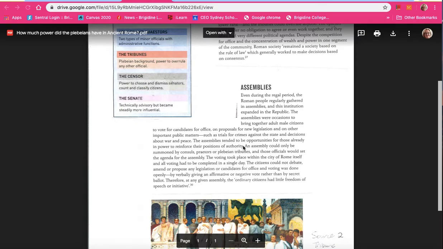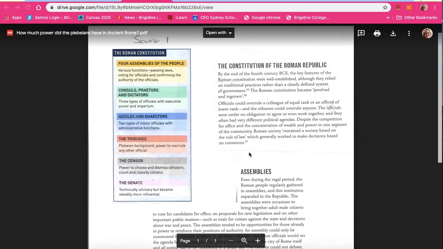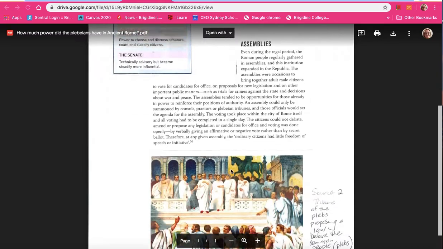The assemblies tended to be opportunities for those already in power to reinforce their positions of authority. Okay, that's saying that the patricians, so the upper class people, the people that already had the power, were using the assemblies to gain things for themselves, to gain status, gain a reputation, climb the little career ladder. So this particular source is not emphasizing the fact that the plebeian tribunes were really important.